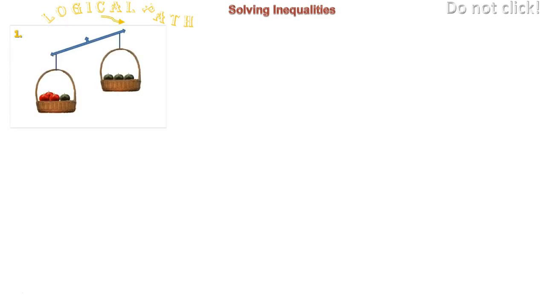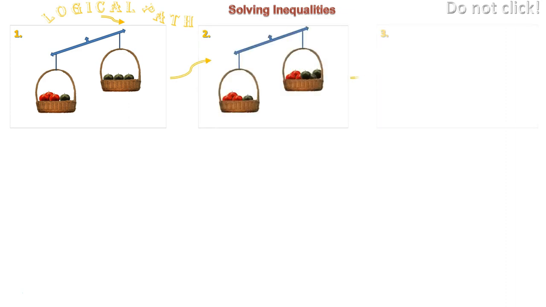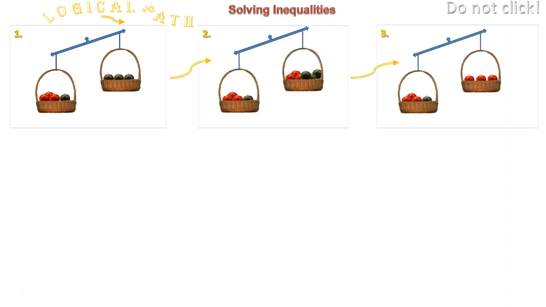work in mathematics. Let's look into 3 options where you can see 2 baskets on a scale, and the left basket for each option has 4 apples, 3 red and 1 green. The difference is in the second basket. Let's look into the first option. 4 apples on the left and 3 on the right, and sure, the left basket is heavier.